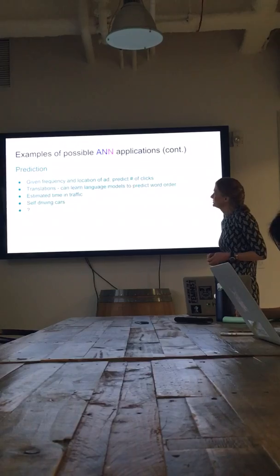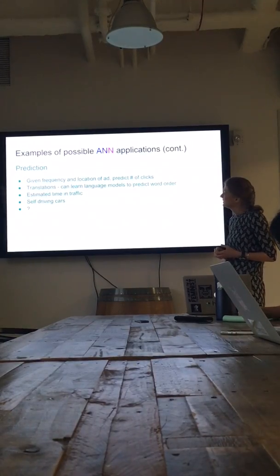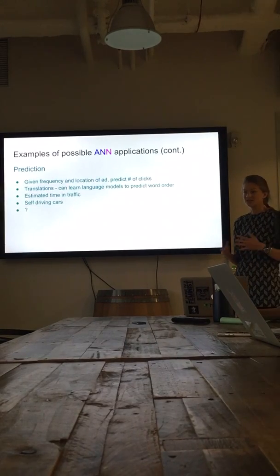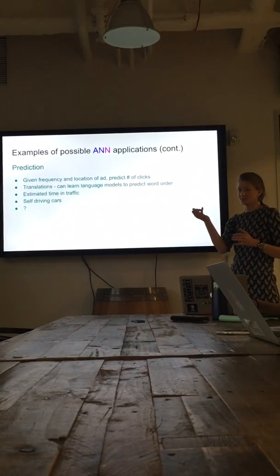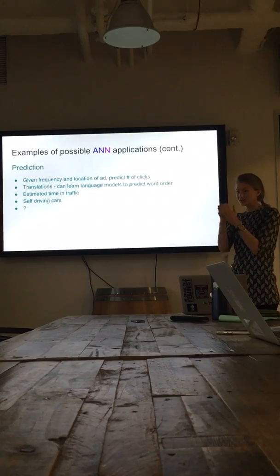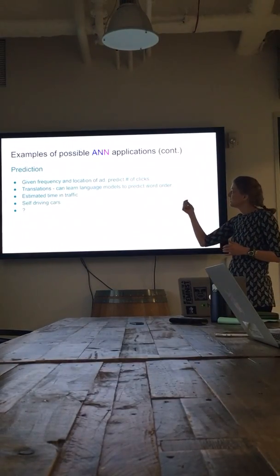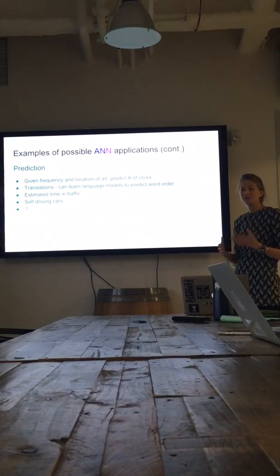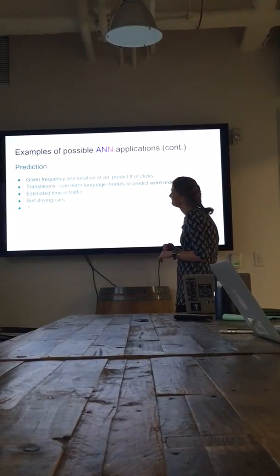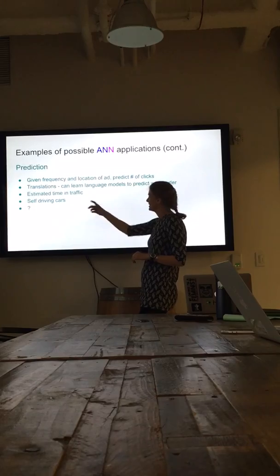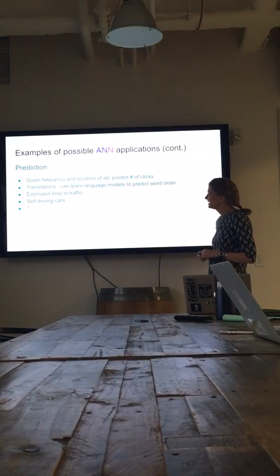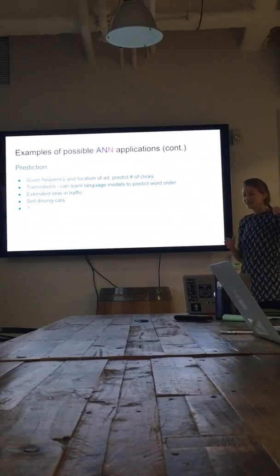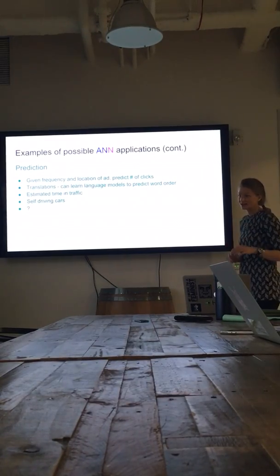Artificial neural networks are getting really good now at learning language models. In French or Spanish, other languages often have a different ordering of the words, so when you're translating, you can't translate word for word. You have to actually learn and predict what order things are going to go in based on patterns and probabilities that it can figure out. Also other things like our estimated time in traffic, and self-driving cars need to be able to predict if another car is going to swerve and hit you or not and react appropriately.